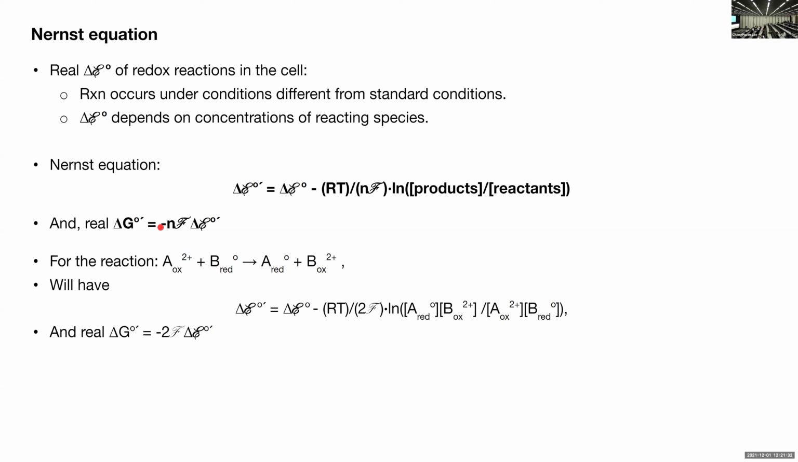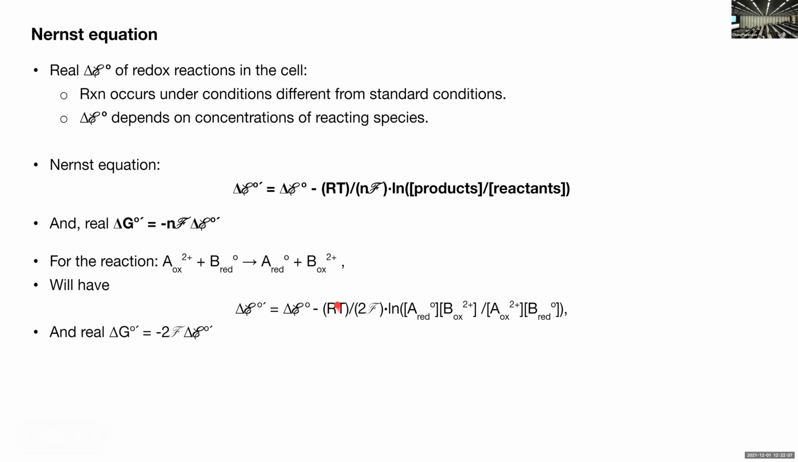It's going to be the same thing, negative nF and then delta G naught prime. So let's consider the redox reaction here. The oxidized A, because it's oxidized, has lost electrons, so it's positively charged. It reacts with the reduced form of B, which does not have a charge. Then the reduced form of A will now gain the electron, so it's going to have no charge, and the B oxidized form will have a positive charge.